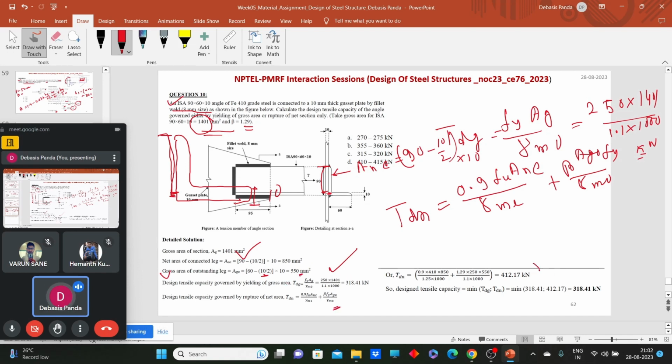So you will have the TDN value 412, TDG value 318. So what will be the strength of this kind of connection? What will be the design strength? Obviously the TDG value. That means 318.43 kilonewton, 318. So my option C will be correct. The range from 315 to 320 will be the design strength for this kind of connection.